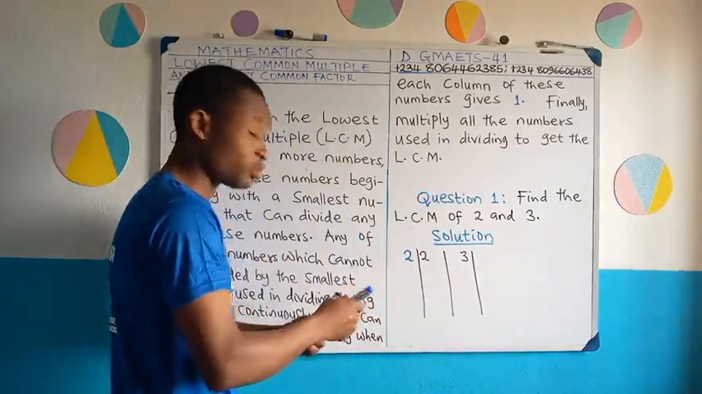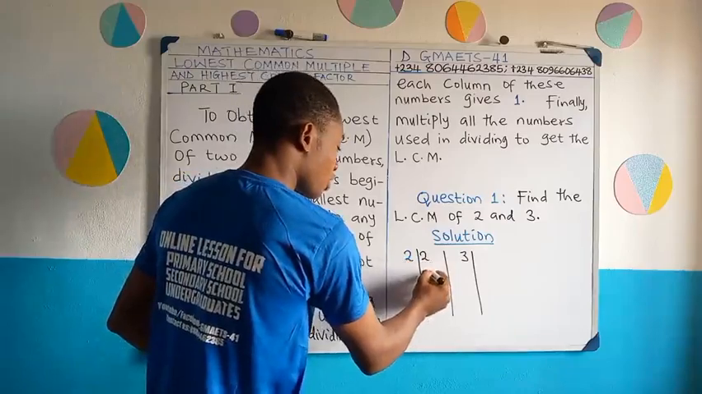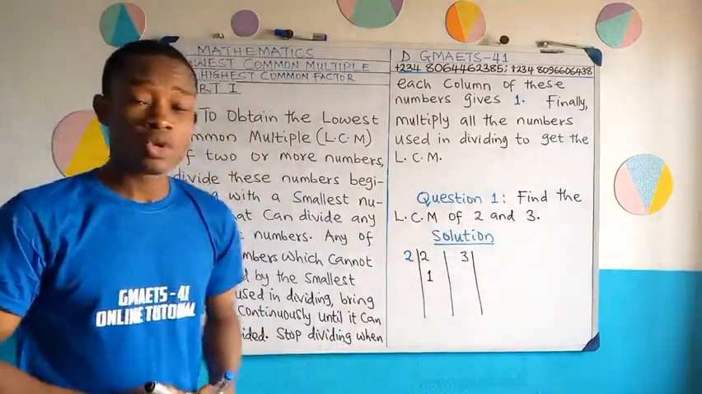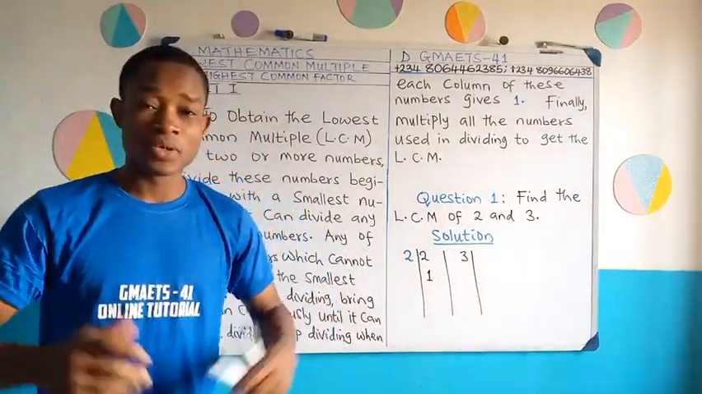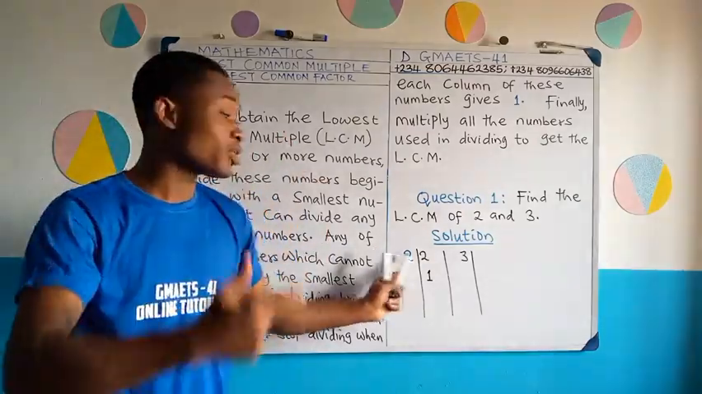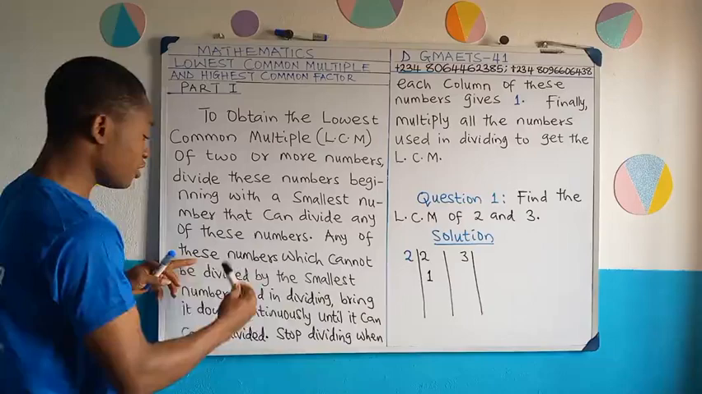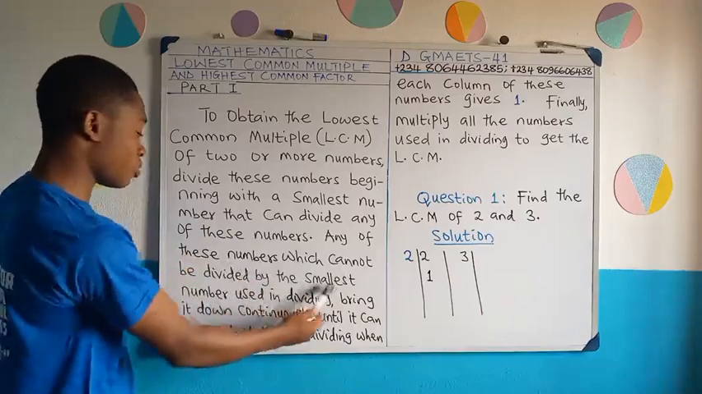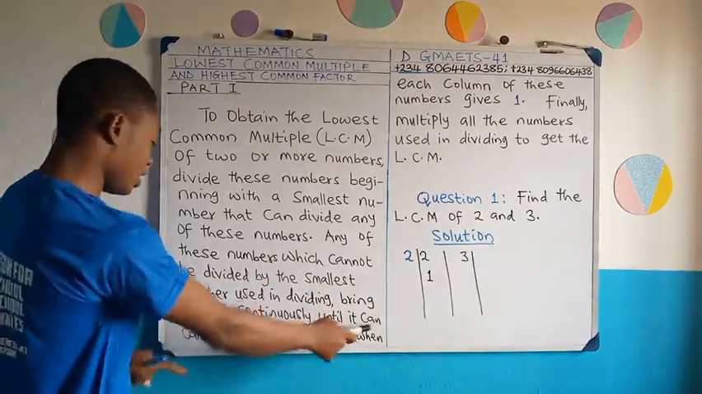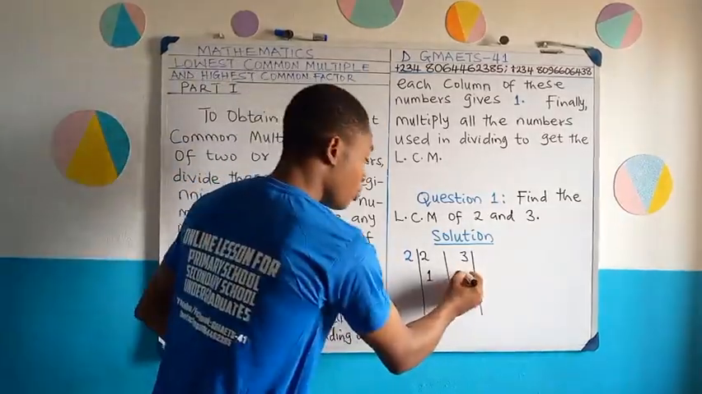I'm using the blue marker to show the numbers I'm using to divide. If this 2 divides 2, it will give us 1. Can 2 divide this 3? 2 cannot divide 3. Again, the rules of divisibility, or you check from the 2 times table. Can you multiply 2 by any number to get 3? No. Now there is something we have here. Any of these numbers which cannot be divided by the smallest number used in dividing, bring it down continuously until it can be divided. So here, this 2 cannot divide this 3. So what will I do? I will bring down the 3.